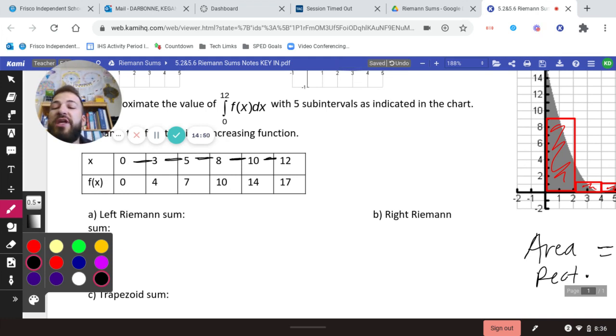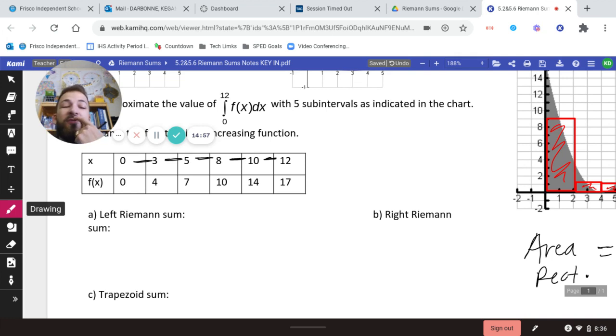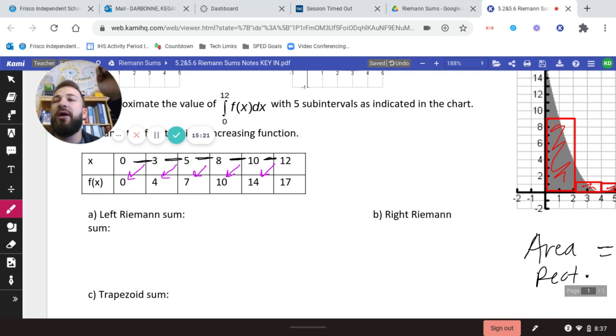Then for each of the Riemann sums, y'all, you have to think about how that is actually going to touch the curve. So for your left Riemann sum, the leftmost point of our rectangle is what's going to touch the curve. So as I go across the table, I want to multiply my x distance by my leftmost y value. I leave out that last y value of 17 because it's going to be the rightmost point on the curve, which my rectangle won't touch.